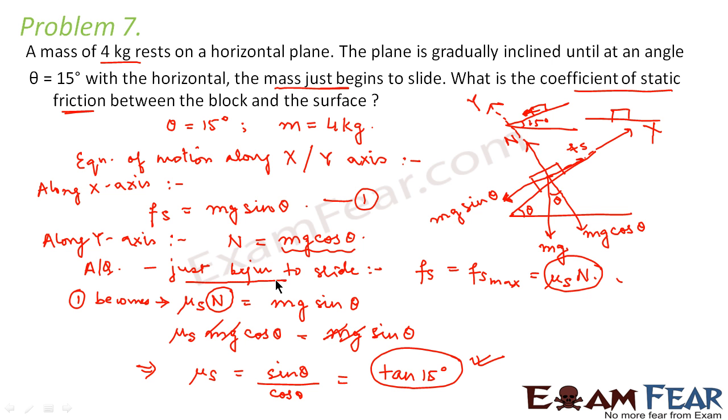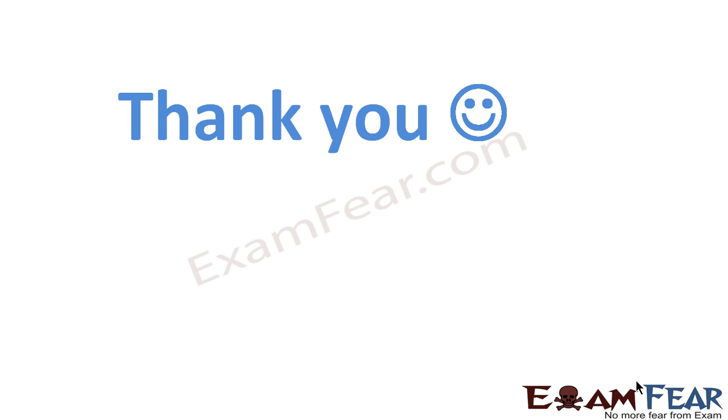Since this body just begun to slide, the value of the static frictional force was its maximum value or limiting value, which is mu s into n. So we just substituted the value, and from these two equations we were able to find the value of mu s. So I hope now things are getting clearer to you. Whenever a body is moving, we write the equation of motion as the net force acting on the body is equal to mass into acceleration. When a body is at rest, the sum of all the forces acting on the body should be equal to 0. Thank you.